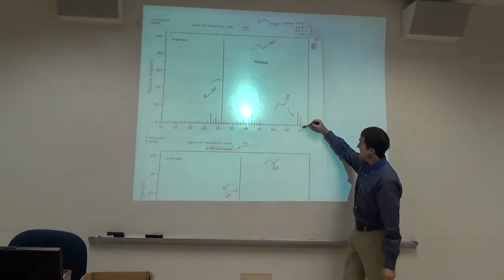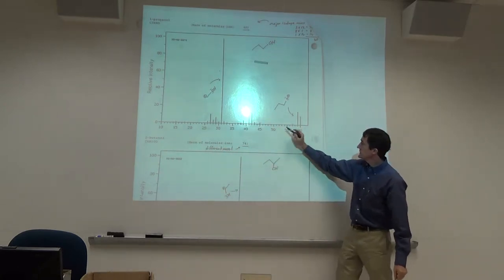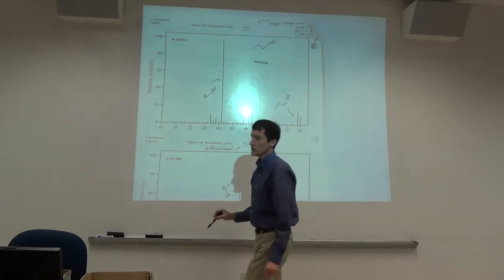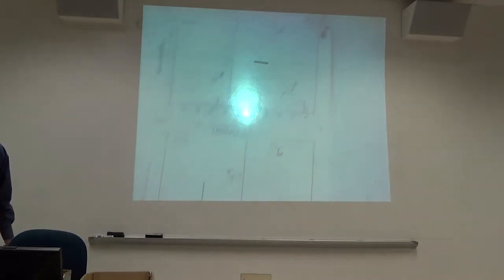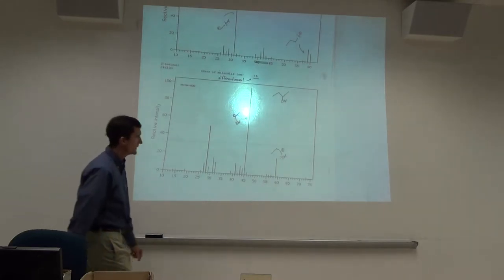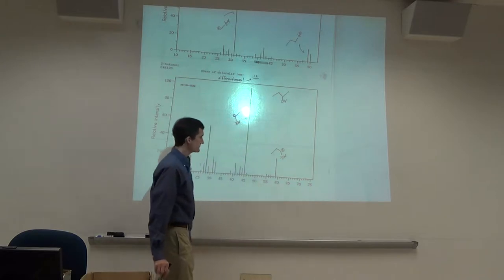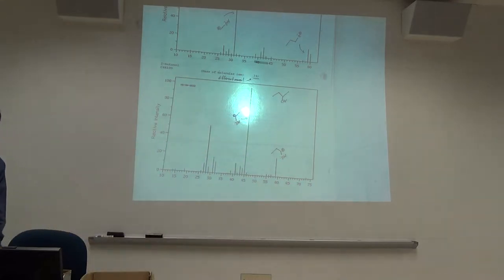Right here we see a mass of 60. We'll learn how to read these. And the one below, it's a small peak, but right there it's 74. And right there we can tell which is which.